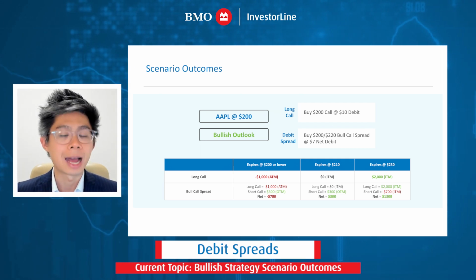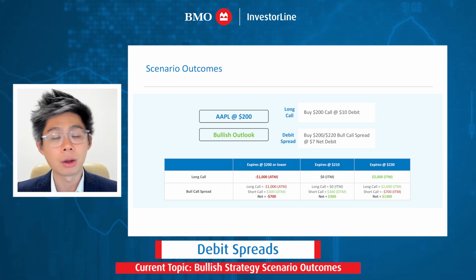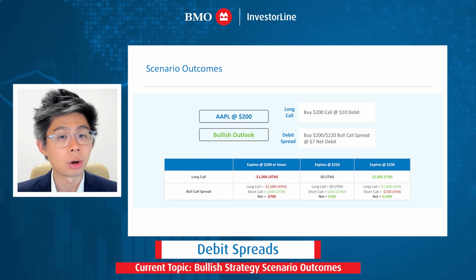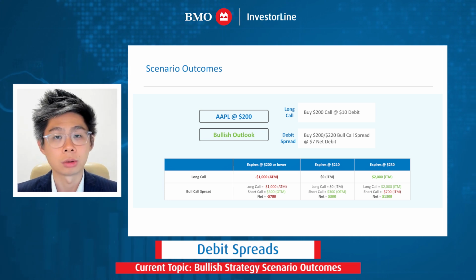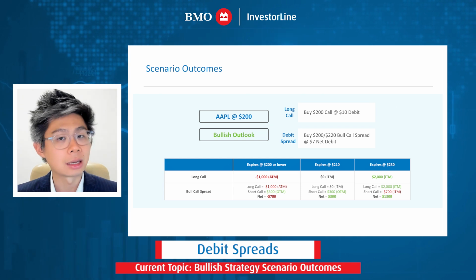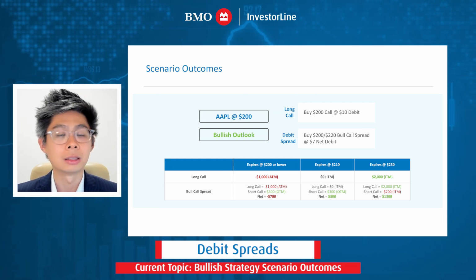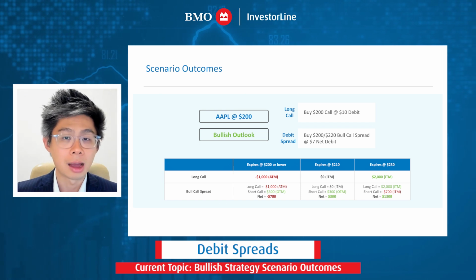Now let's look at this last scenario. Let's say the stock really takes off. Maybe earnings comes out and we have better than expected earnings, or some good news comes out with regards to the product, with AI, whatever that catalyst is, the stock exceeds our expected move. So now let's say the stock ends up at $230 at expiration.